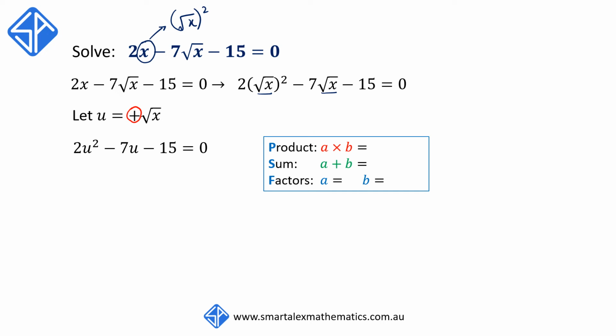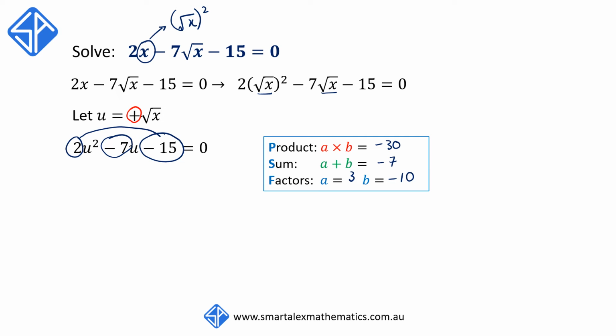To use the PSF method, we need to look for two numbers a and b that multiply to give the product of the coefficient of u squared and the constant, which in this case is 2 times negative 15, or negative 30. The two numbers a and b also need to add to give the coefficient of u, which is negative 7. The two numbers that would satisfy these conditions would be if a is equal to 3 and b is equal to negative 10. Since 3 times negative 10 is going to give us negative 30, and 3 plus negative 10 is going to give us negative 7.